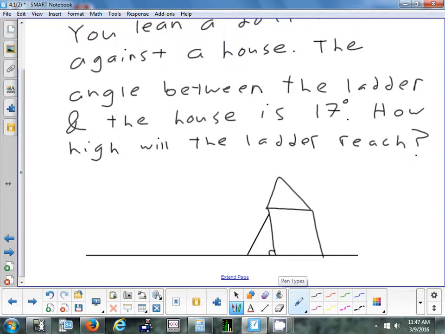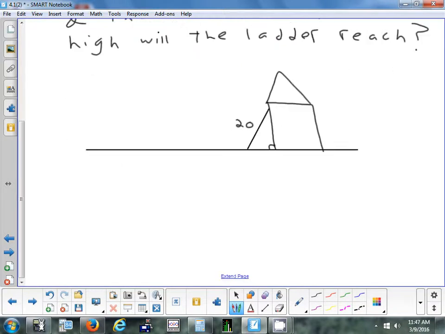Okay, so that ladder is really like the what in this triangle that I just made? Hypotenuse. Yeah, it's the hypotenuse. Okay, so the hypotenuse is 20. And they tell me one more thing. The angle between the ladder and the house is 17. So that'd be that one. Which angle is that? Theta. No, not theta, it's that B angle.